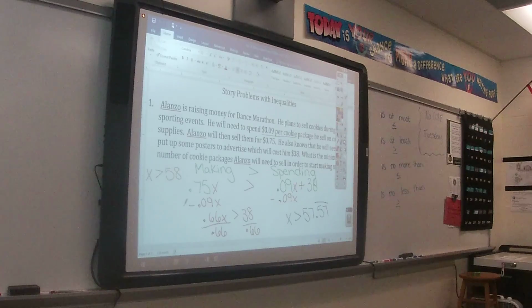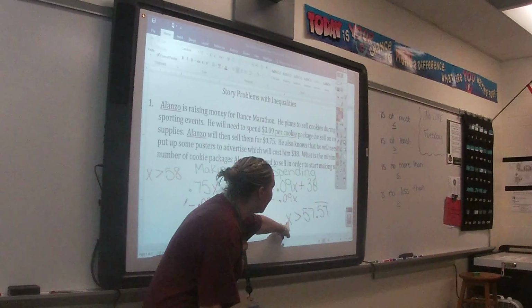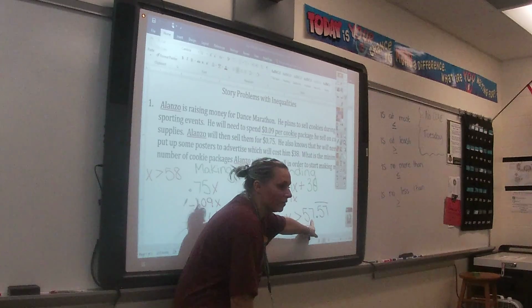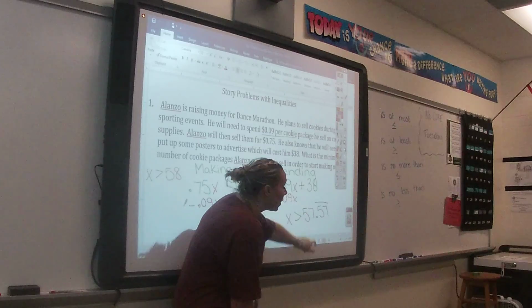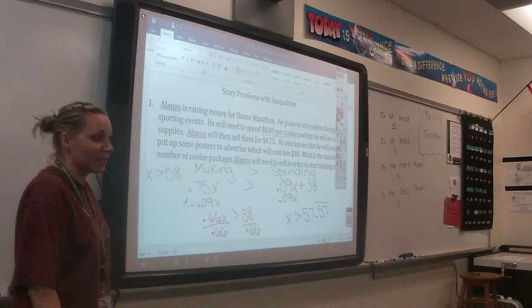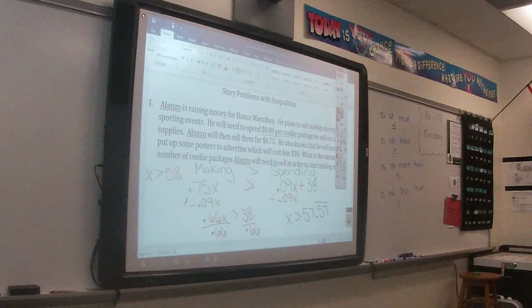Wait, why do you round up instead of down? Because this inequality symbol tells me I need a number that's greater than 57.57. 57 is not greater than that, right? So my next cookie package that's larger is 58. Well, couldn't it also be 57.58, which is larger? But can you sell that many cookie bags?